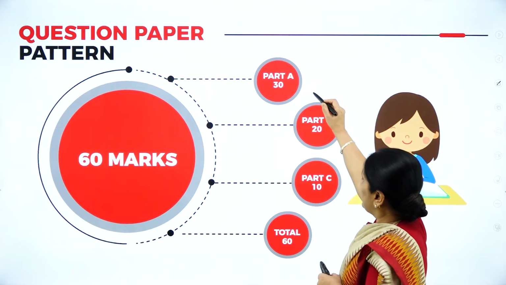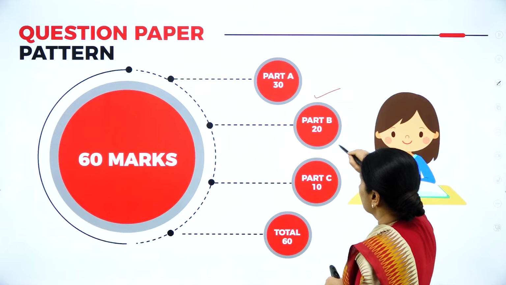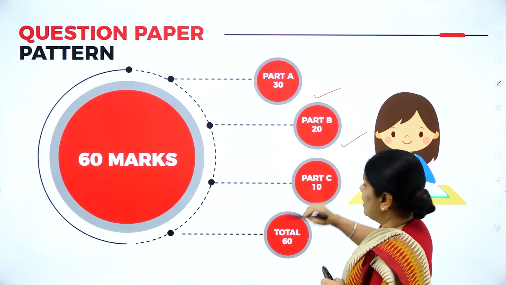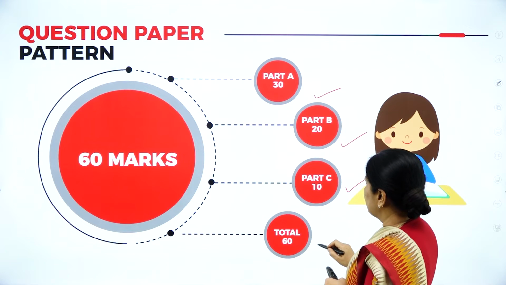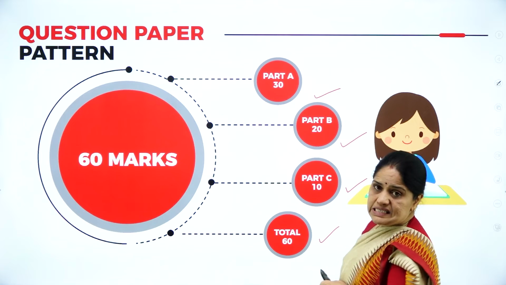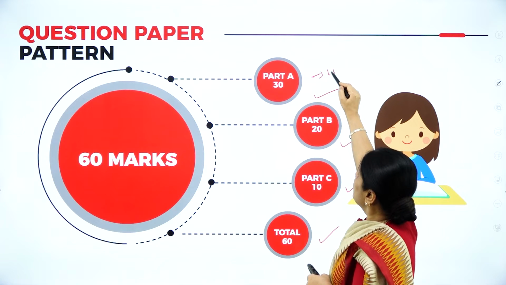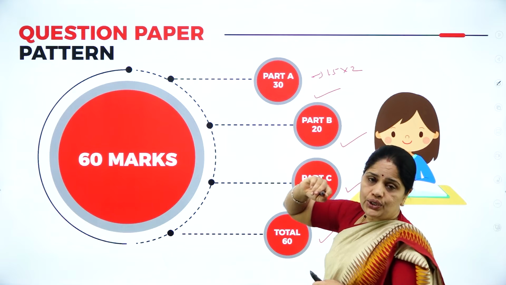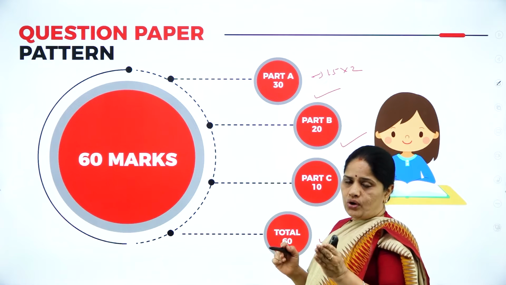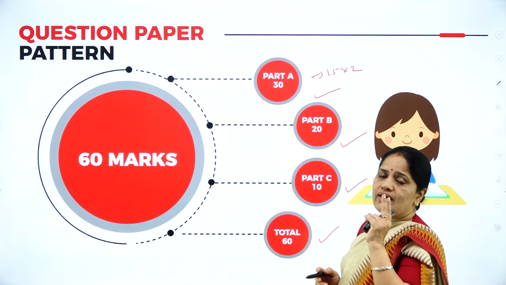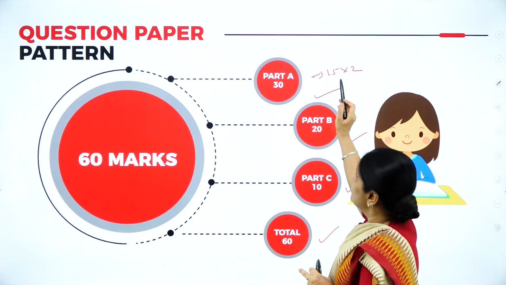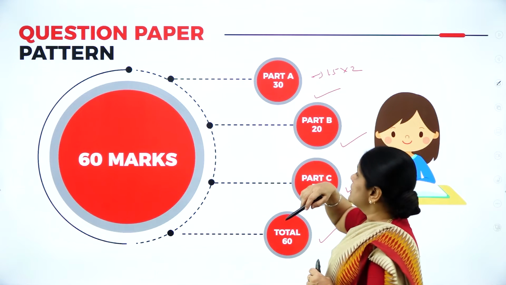So we will have part A for 30 marks, part B for 20 marks and part C for 10 marks. Totally it will be a 60 marks paper. Now in part A, it will be 15 marks question into 2. So they will give you 4 questions. Out of 4 questions, you have to answer any 2. So that will be 15 into 2, it is 30.